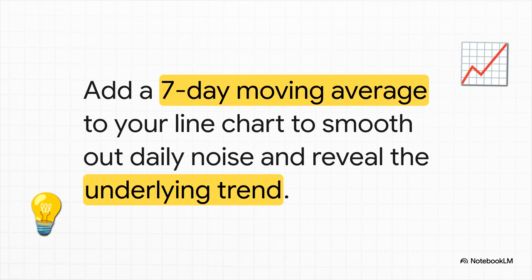Daily data can be really noisy, with weekend dips and stuff. By adding a 7-day moving average, you smooth out all that volatility and reveal the true underlying trend. It makes it so much easier for leadership to see the big picture.